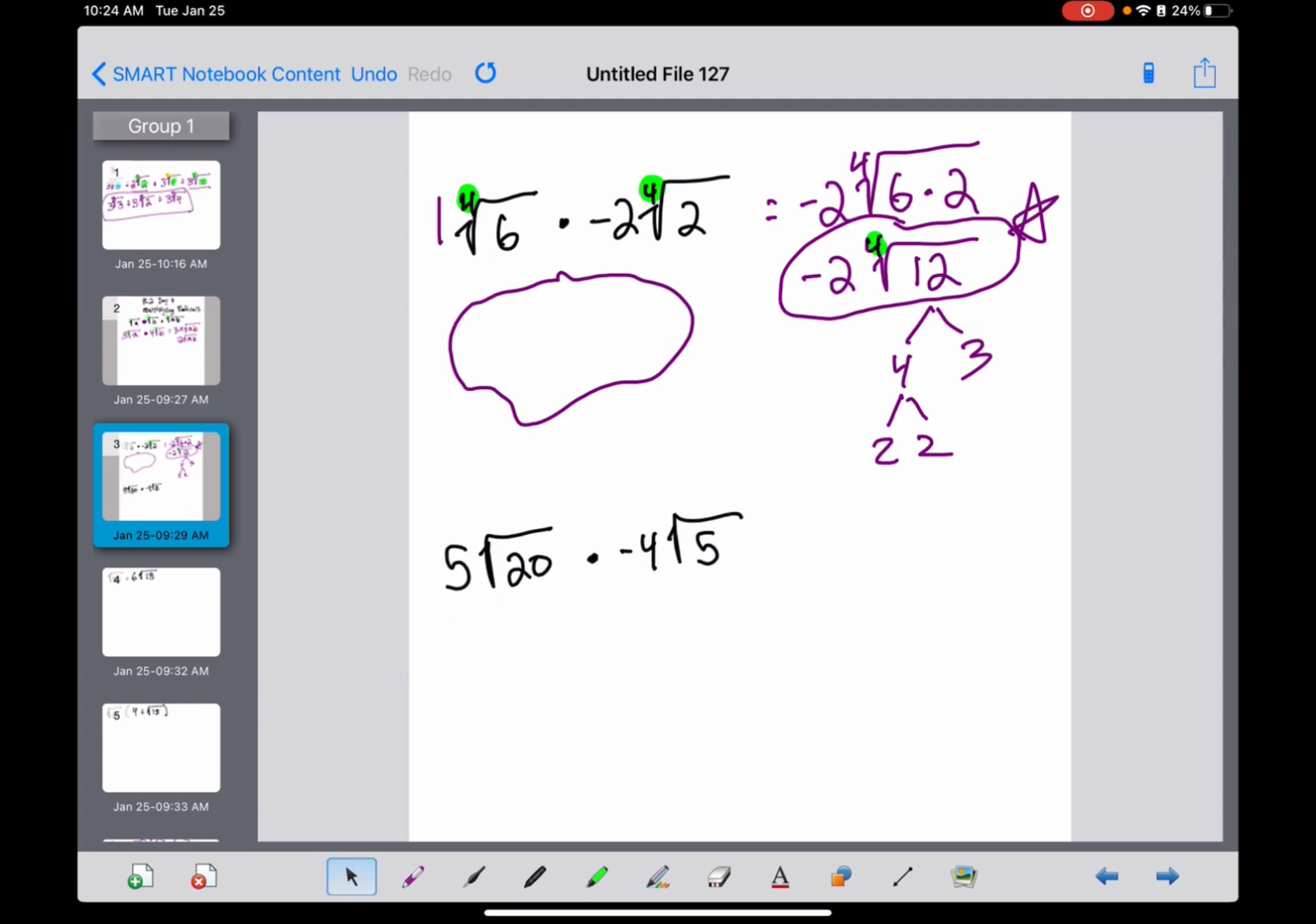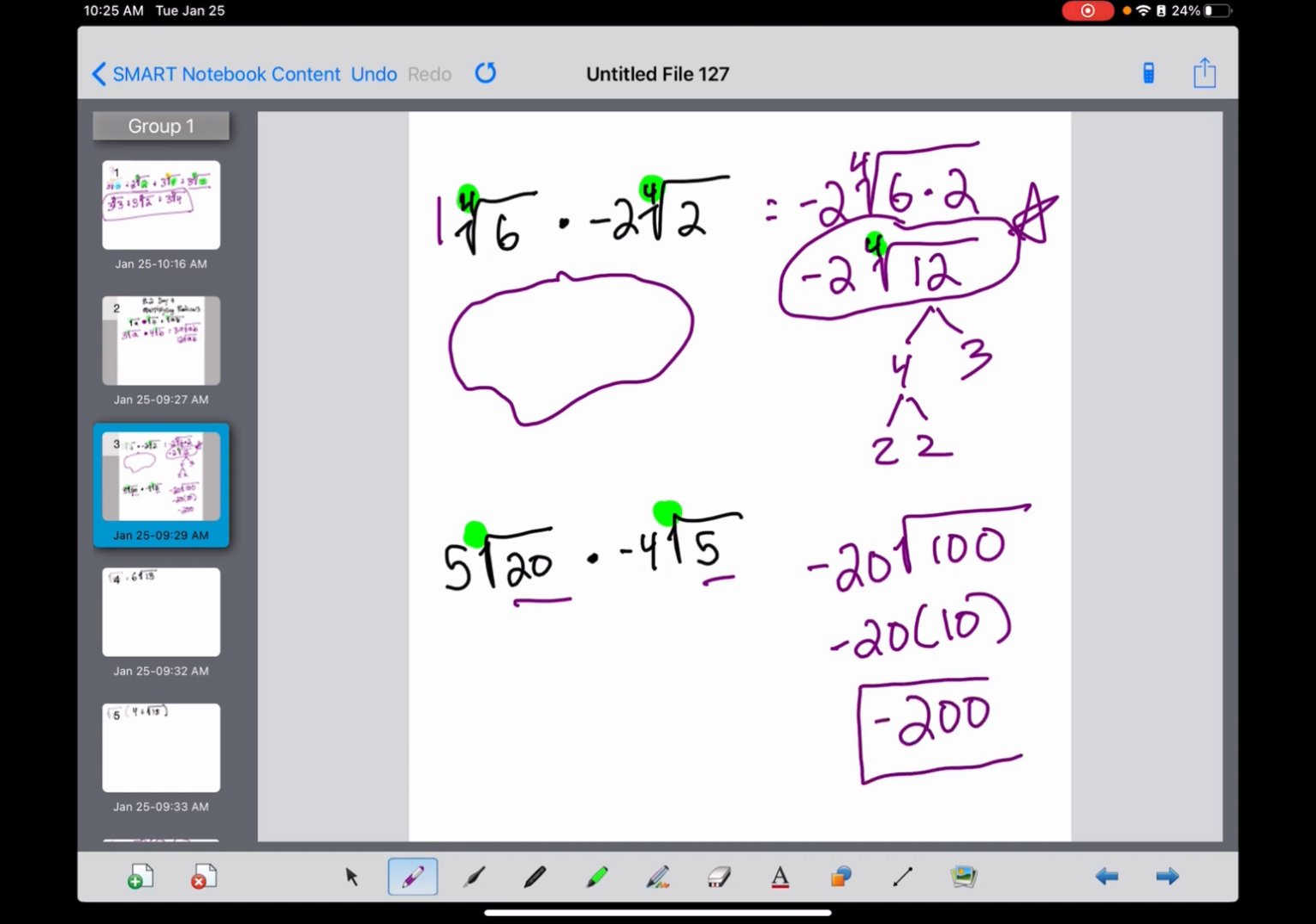So let's take a look at the second one. We've got 5 radical 20 times -4 radical 5. Multiply, check the radical first. Index is the same, so we're good. 5 times -4, that's -20. Radical 20 times radical 5. 5 times 20 is 100. Its square root. Square root of 100 is 10. So this is going to be negative 20 times 10, which is negative 200.